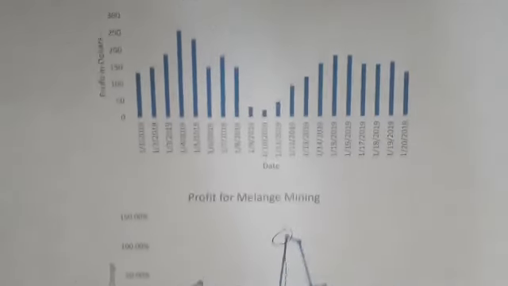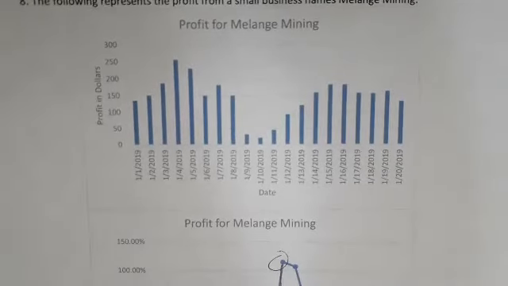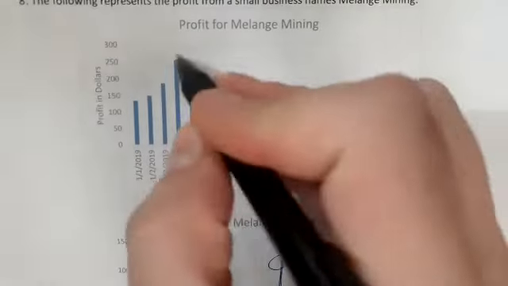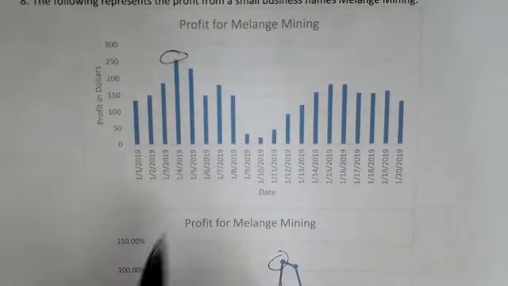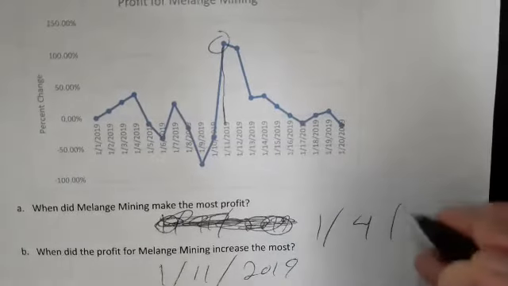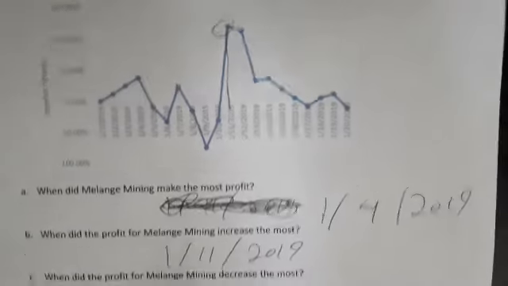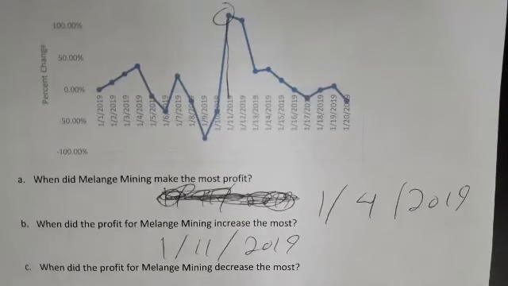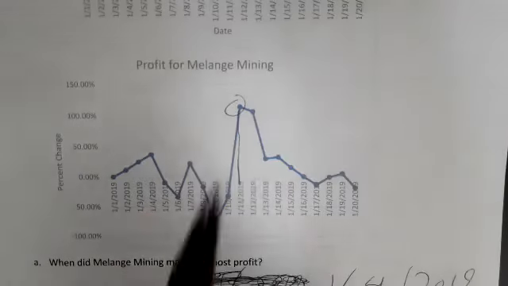So if we want to know when they made the most profit, it would be the highest one right here, which is 1/4/2019. If we want to know when it increased the most, that would be the percent change.